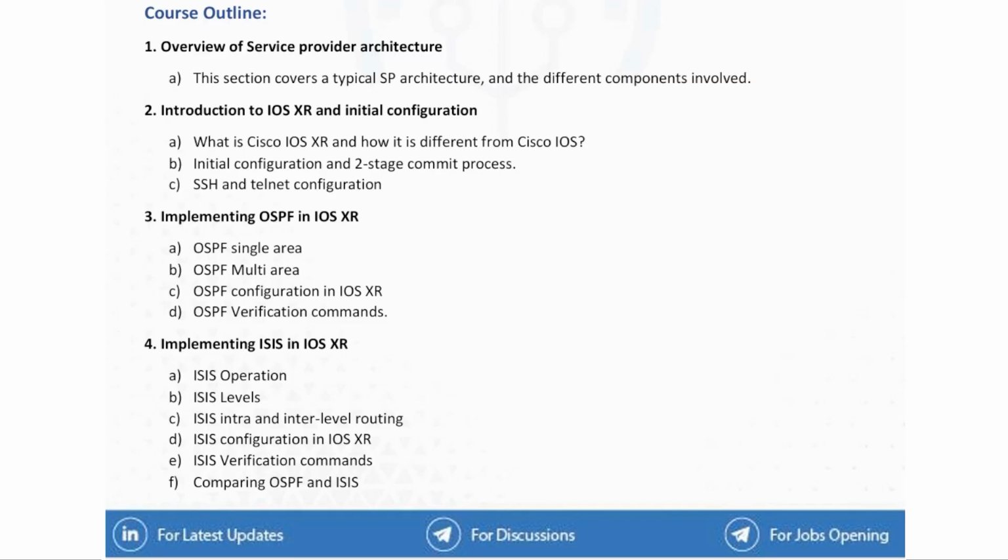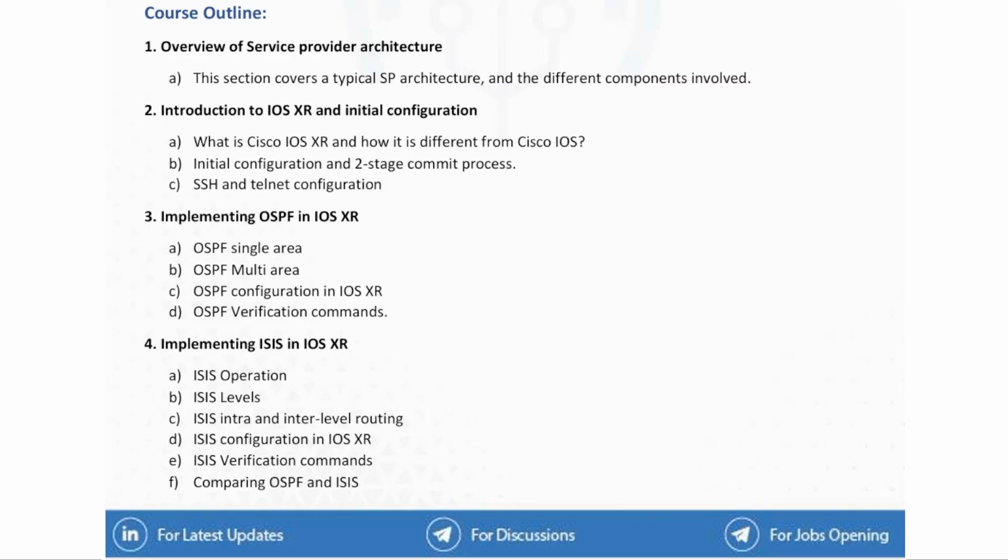We will discuss how Cisco IOS XR is different from Cisco IOS. We will see the initial configuration and the two-stage commit process in IOS XR. In the third section, we will discuss how OSPF is implemented in IOS XR. That includes OSPF single area and OSPF multi-area designs. We will also see how OSPF is configured in IOS XR and some verification and troubleshooting commands.